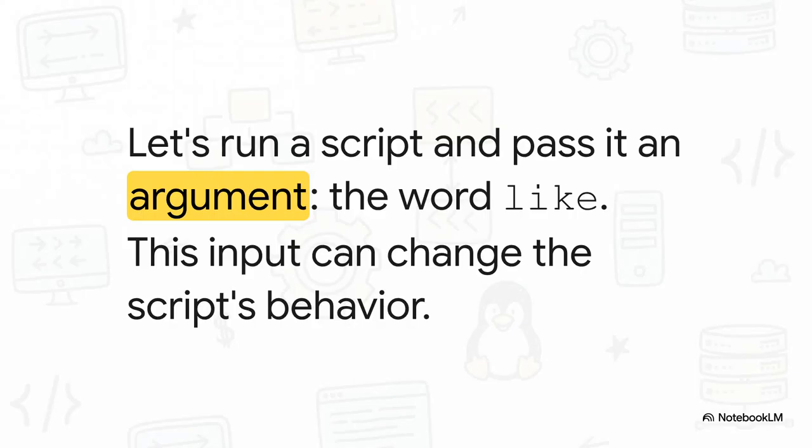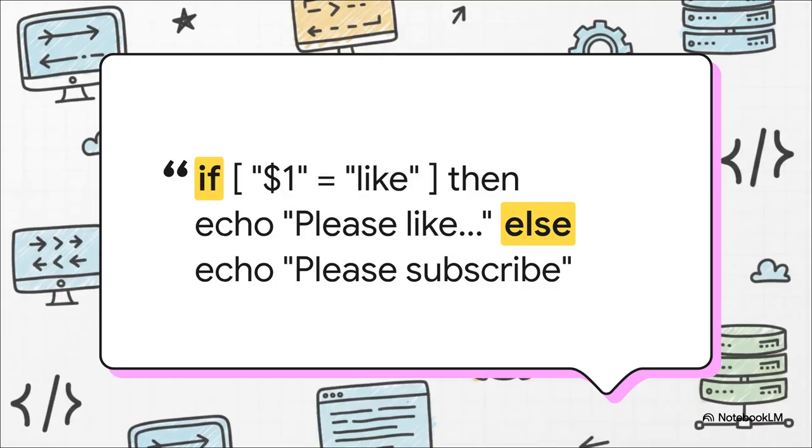Okay, let's put that idea into practice. We're going to run a script called onescript.sh, but notice we're adding something after it, the word like. That's an argument. We're feeding the script information from the very start. And this is the brain. Inside the script, there's a simple if-then-else block. It basically says, hey, look at that first piece of information we were given, that $1. If it's equal to the word like, then do this. If it's anything else, do that instead. This simple logic, this is the core of all smart automation.